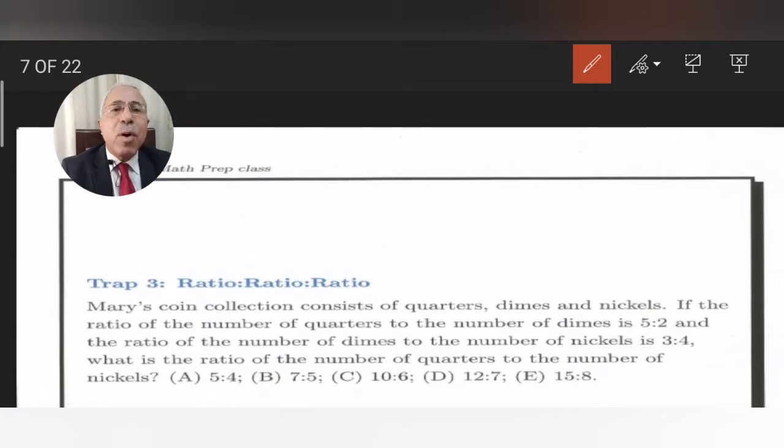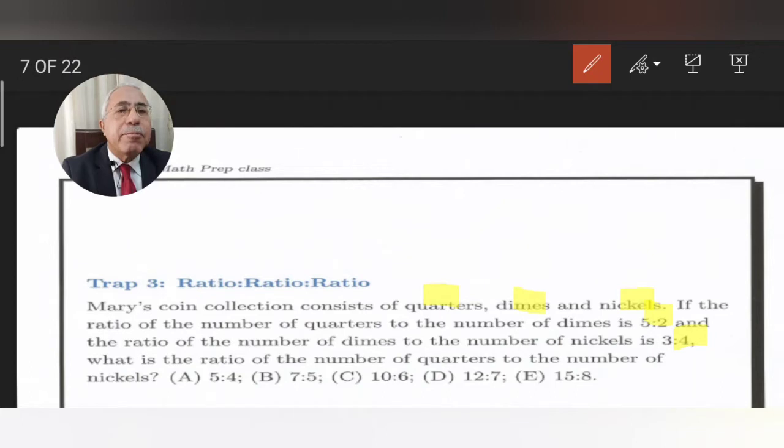Now, Mary's coin collection consists of quarters, dimes, and nickels. So I have three items. Very good. Let's continue. If the ratio of the number of quarters to the number of dimes is 5:2, good. And the ratio of the number of dimes to the number of nickels is 3:4. Dimes to nickels. Be careful, the order is very, very important.